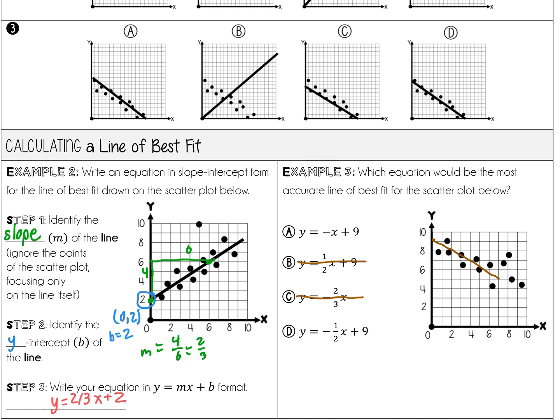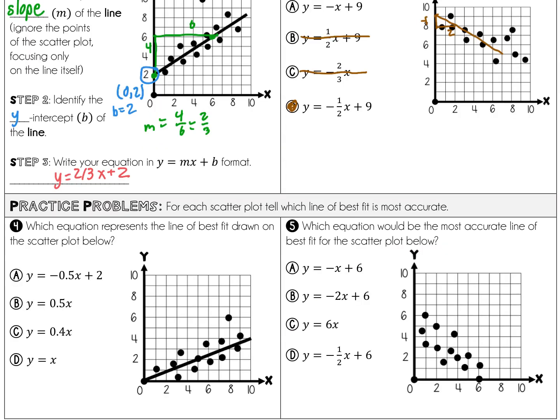It is closer to negative 1 over 2, so answer choice D is correct. Now I want you to pause the video and try the two practice problems below. On number 4, you should have gotten answer choice C, and on number 5, you should have gotten answer choice A. Now, let's go to the next page.